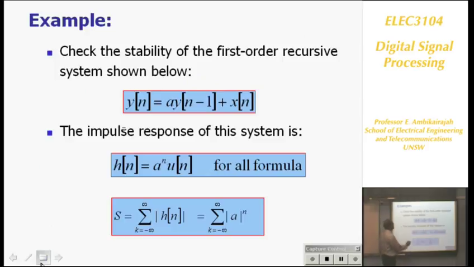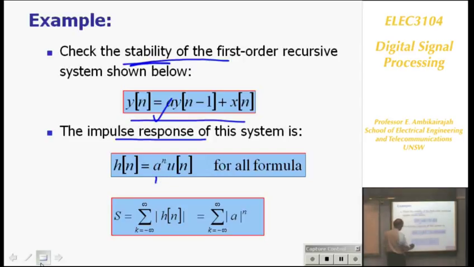So here's an example. Check the stability of the first order spectral filter. There is one A, and the impulse response of the system B. We know the impulse response is that. We have done it. So we take the absolute value of this, S equal to the sum. If you sum this one, the answer would be as follows.